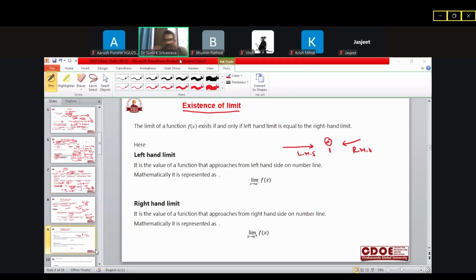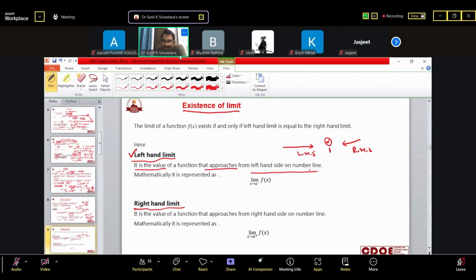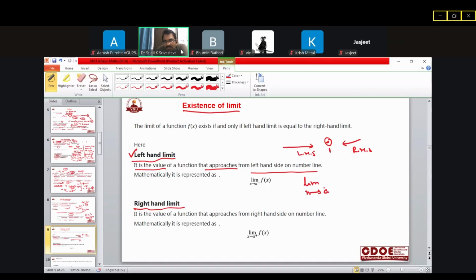I was saying, we can approach 1 from the left hand side, and we can approach 1 from the right hand side also. So two types of limits should be there, left hand side and right hand side. If the value of the function approaches from the left hand side on the number line, that is denoted by the limit of the function as x tends to a minus, and it is known as the left hand limit.